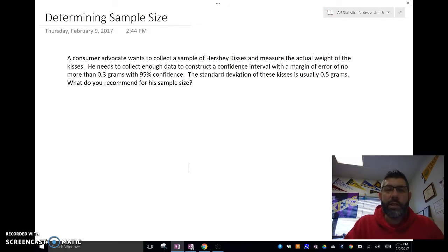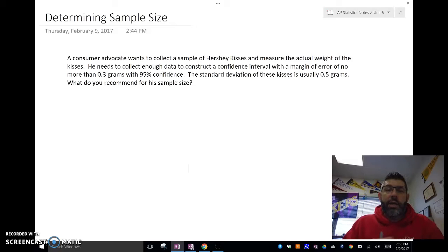A consumer advocate wants to collect a sample of Hershey Kisses and measure the actual weight of the kisses. He needs to collect enough data to construct a confidence interval with a margin of error of no more than 0.3 grams and 95% confidence. The standard deviation of these kisses is usually around 0.5 grams. What do we recommend his sample size be?